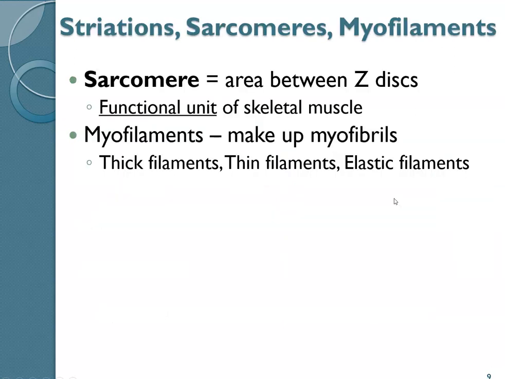Okay. So the sarcomere itself is the area between 2 Z discs, and I will talk a little bit more about them shortly as well. It is the functional unit of skeletal muscle. In terms of what they are made up of, the myofibril is the organelle. Myofilaments are even smaller. Those are the filaments that make them up, right? So there are 3 types of filaments: thick, thin, and elastic filaments.